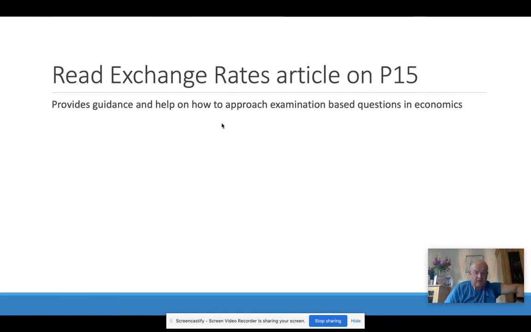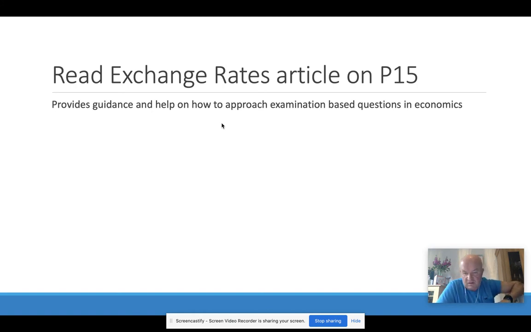Okay, so what I'd like you to do next is to take a look at the next page in your booklet, which is a question and answer article on exchange rates, and it's quite a useful piece of guidance on tackling exam questions in economics, specifically when we're talking about exchange rates. It's quite a nice example. It's going to take a little while to read through, and it takes you step by step through the process that you should consider. I think you should find that really quite useful.